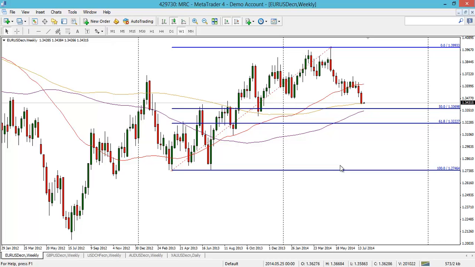As we've been speaking about, remember we started to get some support at the 38.2, which was around here at the 135 handle, but you can see we got the brief bounce, and that's why I'm posting on these videos.